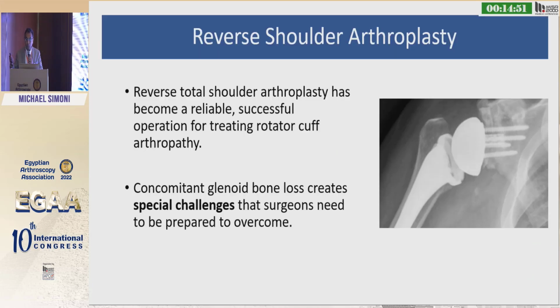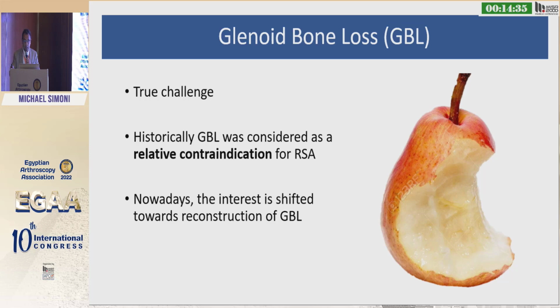We all know that reverse shoulder arthroplasty, we have heard a lot about it, has become a reliable, successful operation for treating rotator cuff arthropathy. However, concomitant glenoid bone loss creates special challenges that surgeons need to be prepared to overcome. Glenoid bone loss is a true challenge, and historically it was considered a relative contraindication for reverse shoulder. Nowadays, the interest has shifted towards reconstruction of the glenoid bone loss, exactly as you reconstruct the acetabulum for hip arthroplasty.